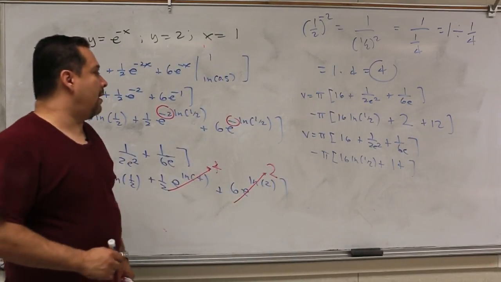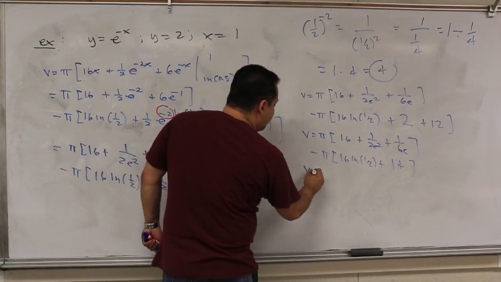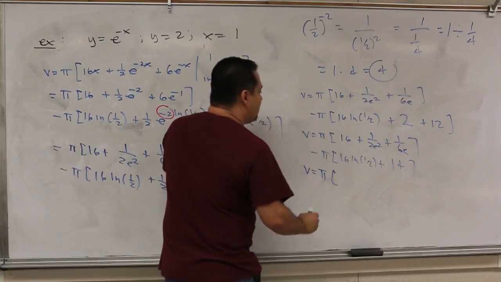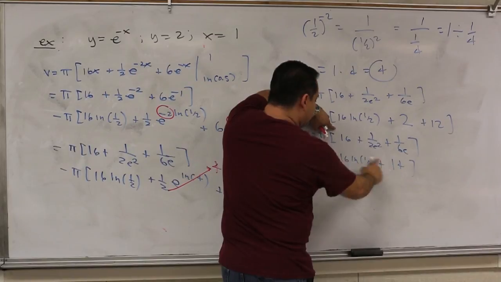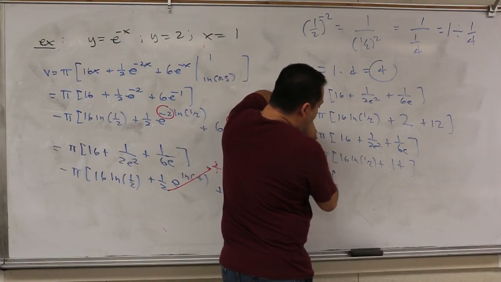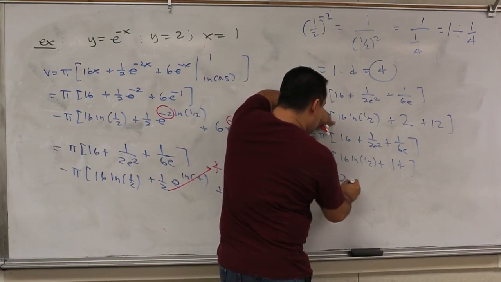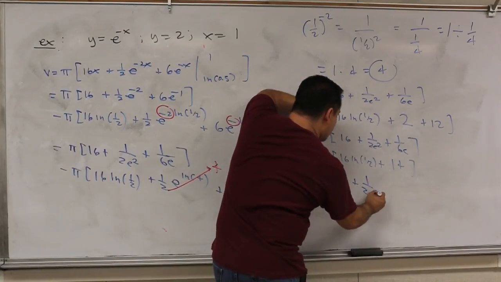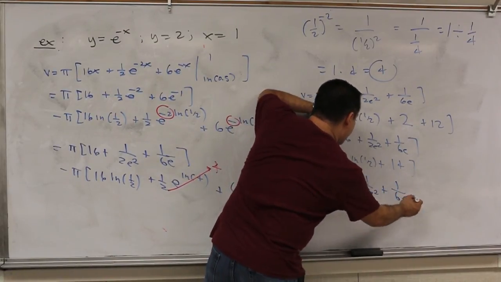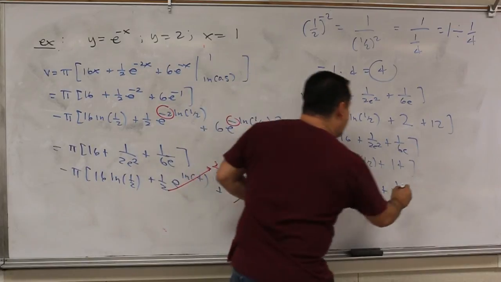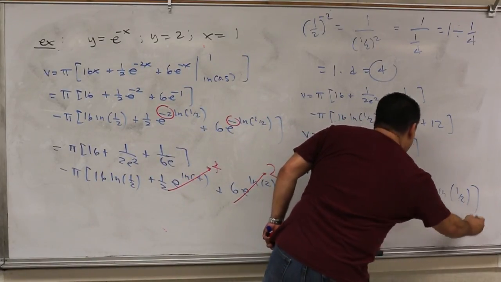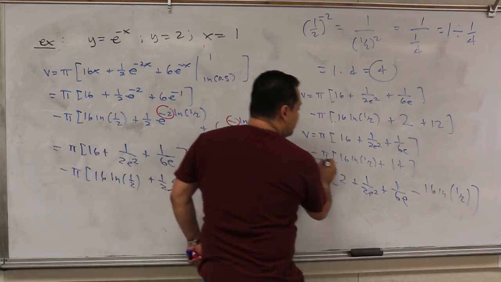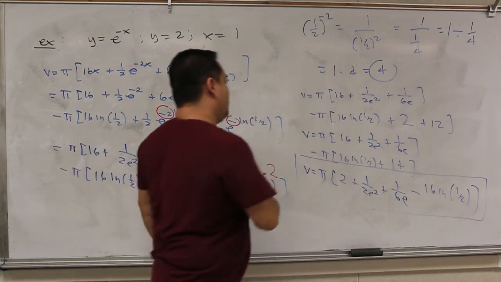Anyway, if you guys don't know, we could actually just factor pi out and put this together. What's 16 actually minus 14? Because remember, you have a subtraction here if I factor pi out. Isn't 16 minus 14 2? 1 over 2e squared plus 1 over 6e. Okay, minus now 16 natural log of 1/2. Anyway, double check my arithmetic.